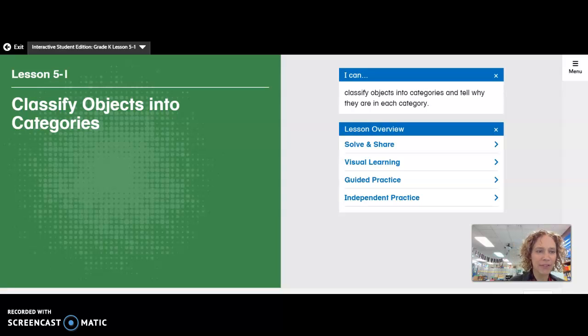Let's take a look at our math today. We are on lesson 5.1, classify objects into categories. So when we finish our lesson today, we will be able to classify objects into categories and tell why they are in each category. All right, so sorting.